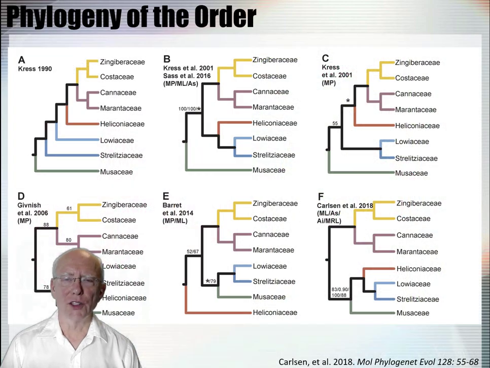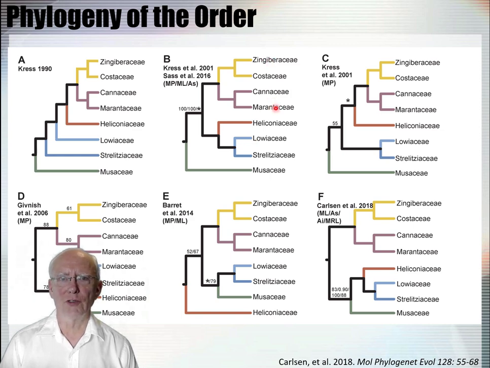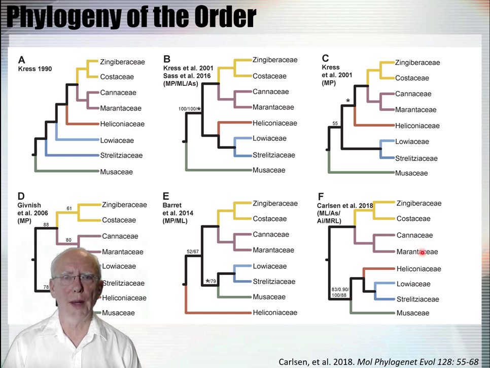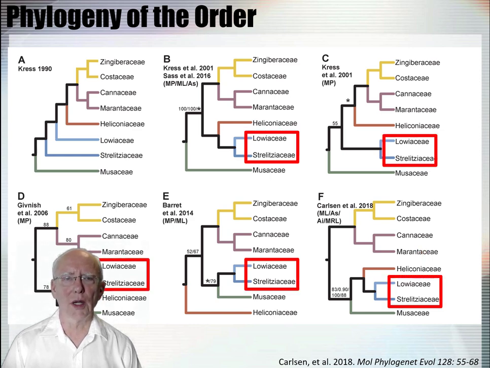When we look at phylogenies of the order that have been conducted, we see that the phylogeny of the banana groups is very labile. Almost every phylogeny that is run shows a different relationship among the families of the banana groups, whereas the phylogeny of the ginger groups of families is very stable. It's always the same, with the Zingiberaceae sister group to the Costaceae and the Cannaceae as the sister group to the Marantaceae.